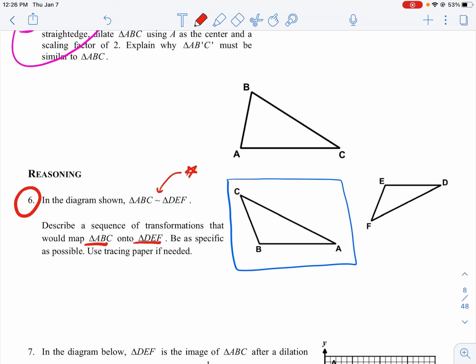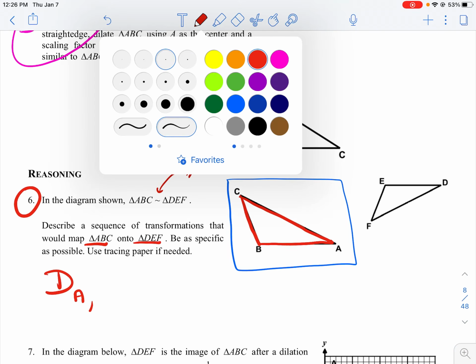First of all, we know that in order to get from one shape to the other, we would have to do some sort of dilation. So let's dilate about point A. And notice this isn't on a coordinate plane, so we sort of have to use the points we have. So what's the difference in these size shapes?